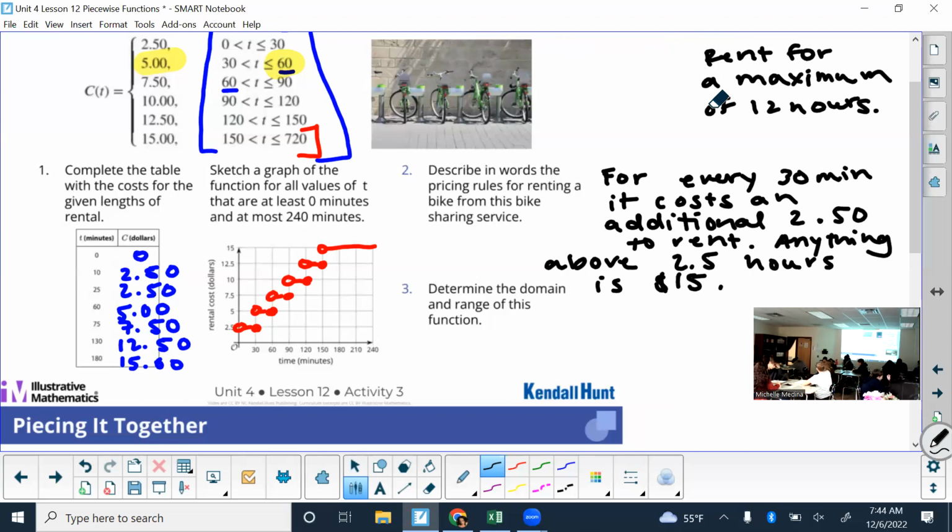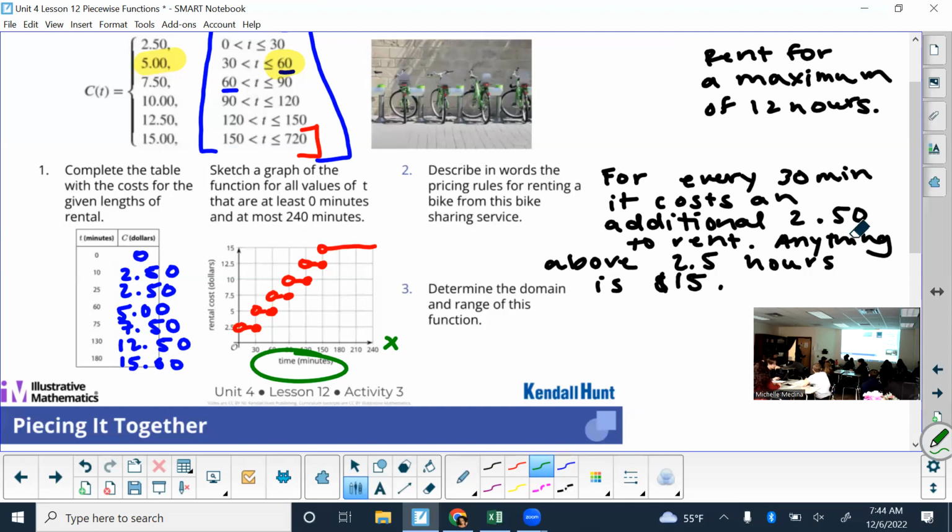So table 2, domain refers to all the X's or the Y's. So all the inputs of the function. What is our input in this one? Well, what is it representing? No, not the cost. The time. Because it's on your x-axis. Time is usually independent, so it's usually your input.